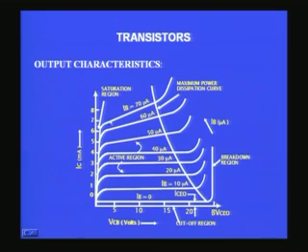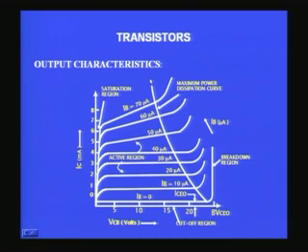You would find this will be the family of characteristics that you will obtain for different values of IB, and the corresponding values of VCE and IC. This should be VCE, not VCB. Okay.